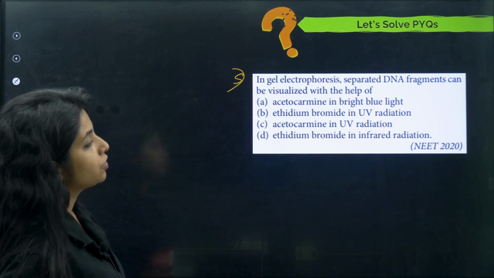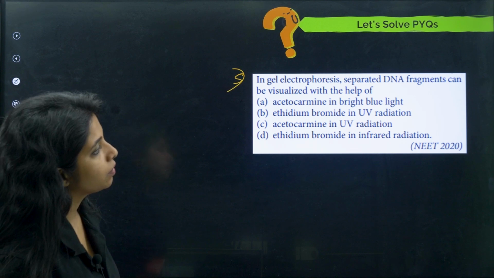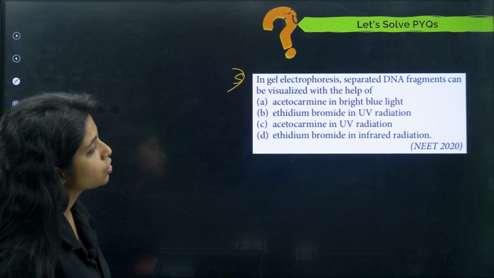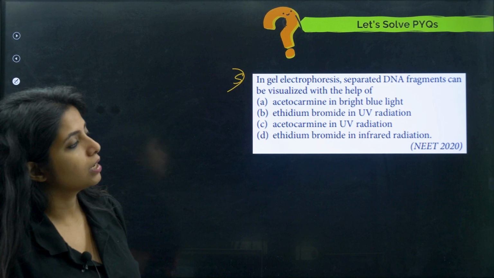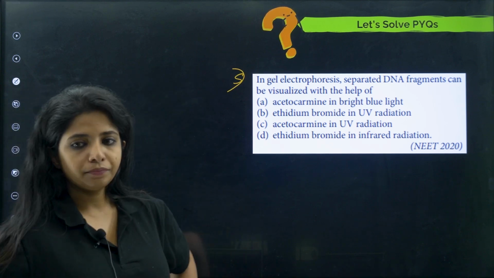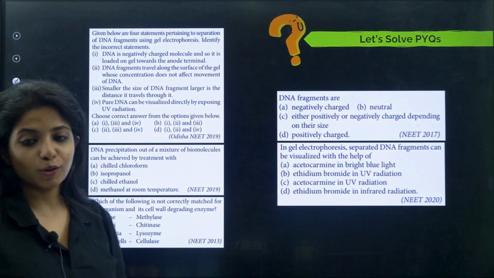Now, in gel electrophoresis, separated DNA fragments can be visualized with the help of what? Acetocarmine in bright blue light, ethidium bromide in UV light, acetocarmine in UV radiation, or ethidium bromide in infrared radiation. NEET 2020 question, not too far, it is a recent question. Okay, this is the fifth question. Now, let's try solving it by ourselves.